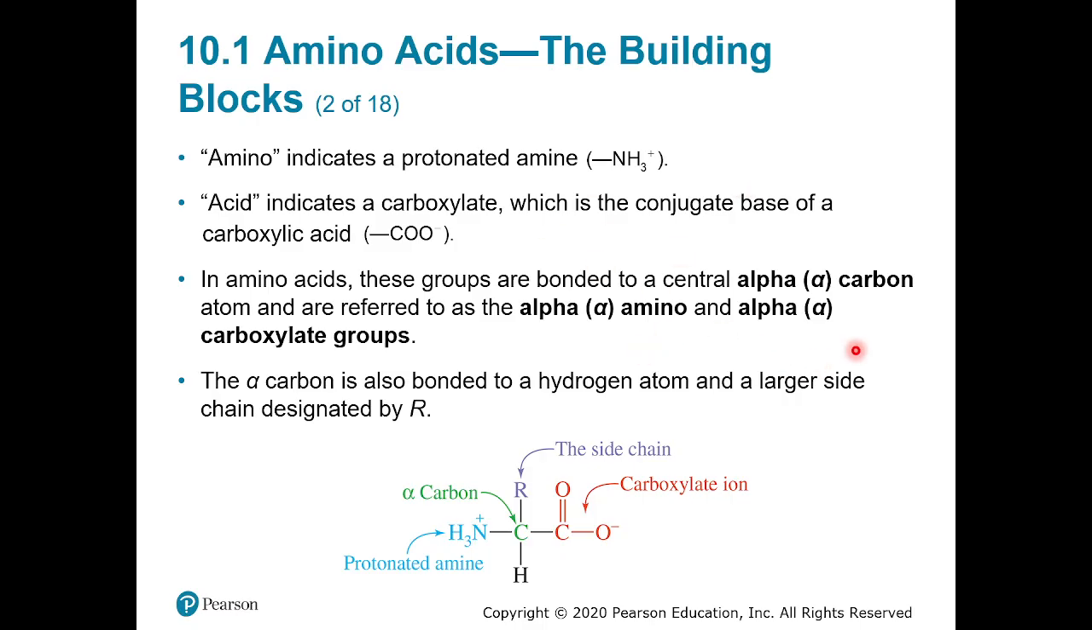All right, so in amino acids, these groups are bonded to a central carbon. This carbon is referred to as the alpha carbon. You already recognize that terminology because that was always the carbon next to the functional group. This carbon in the middle is always next to two functional groups, so it's referred to as the alpha carbon. This is also the carbon that has the side chain connected to it.